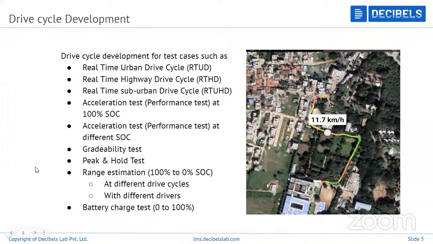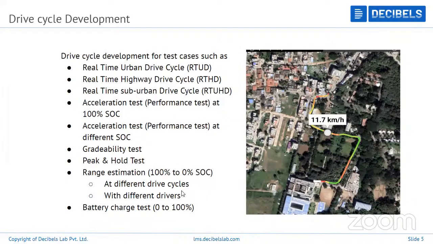Then range estimation. What was the range you attained from 100% SOC to 80% SOC? Then again 100% SOC to 60% SOC. So with a lot of variation, we conduct a range estimation to know how the battery pack performs with respect to different SOC. When you have 80%, what is the performance? At 60%, what is the performance? So an in-depth study has been done for the range.